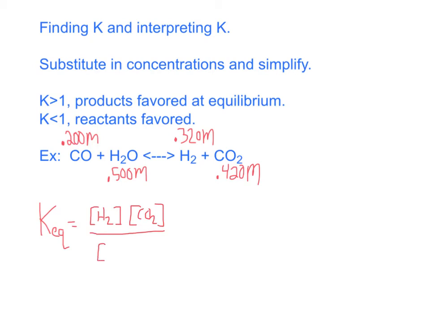So he currently has the products divided by the reactants, and since the coefficients are all 1s, the exponents are all 1, so I'm just going to leave them off.